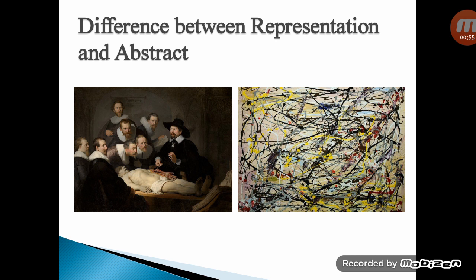We call a painting representational if it portrays specific, recognizable physical objects. In some cases, representational paintings look true to life, almost like a photograph. For example, consider the following painting by Rembrandt.